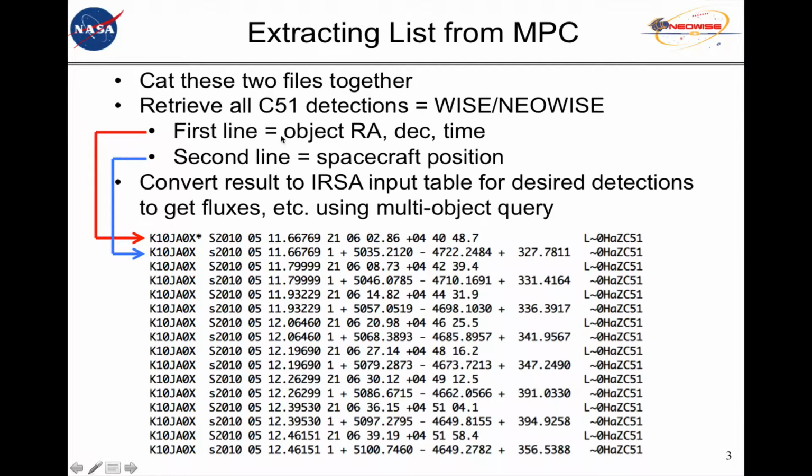After you extract the first line information, you should convert the results into an IRSA input table for the desired detections to get the fluxes and other information using the multi-object query in the WISE database. The RA index should be converted to decimal degrees, and the timestamp should be converted to modified Julian date.